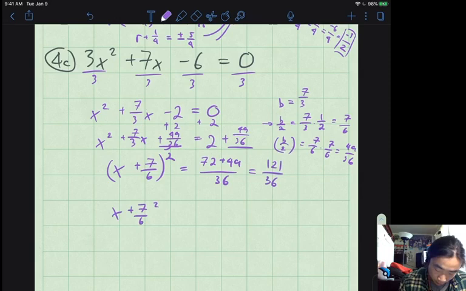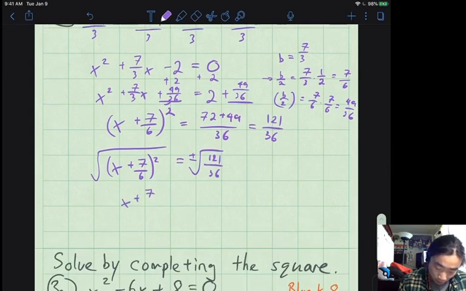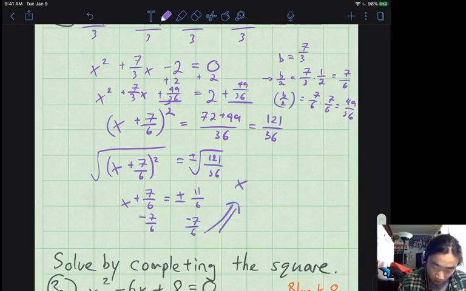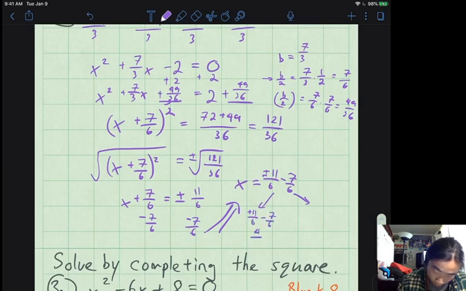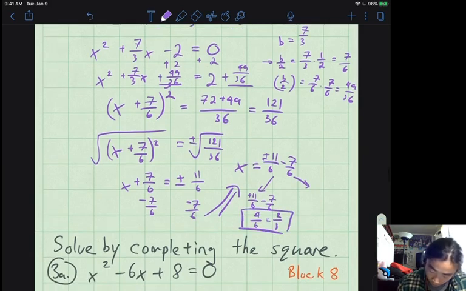Because the square root of 121 is 11, and the square root of 36 is 6, we know this whole mess is 11 over 6. Subtract 7/6 from both sides. X is equal to plus or minus 11/6 minus 7/6. So here are our two answers. Positive 11/6 minus 7 over 6, 4 over 6, 2/3. Second answer, negative 11/6 minus 7 over 6, negative 18 over 6, negative 3.